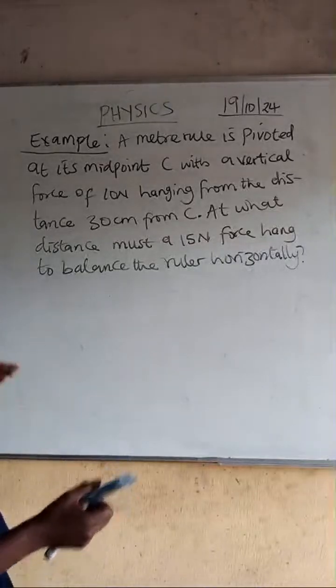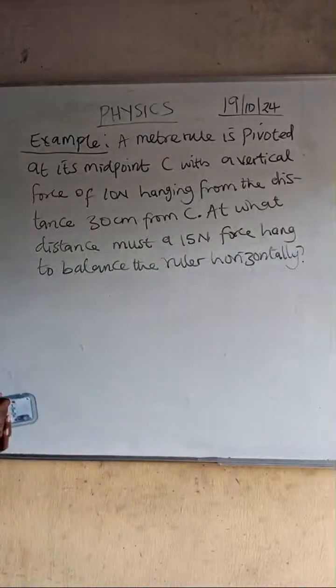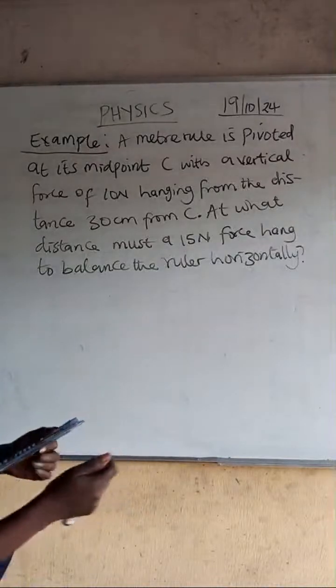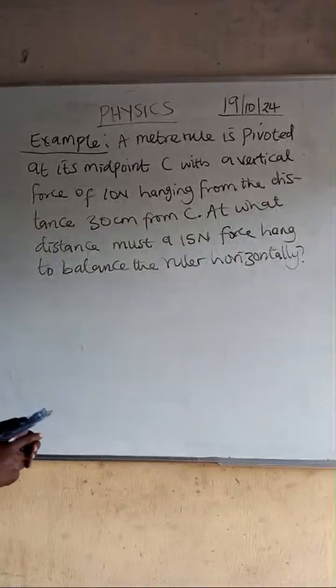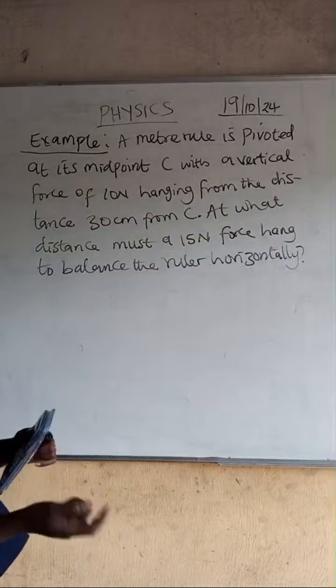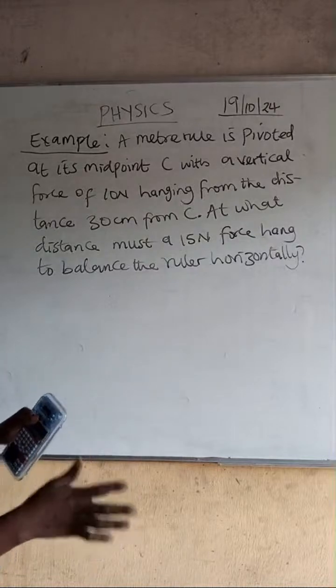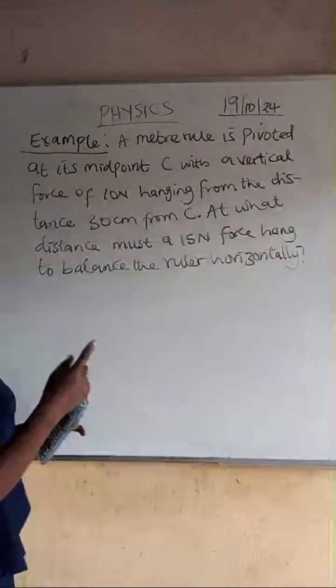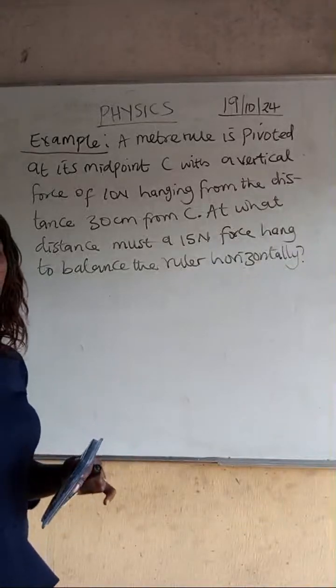Triangle is pivoted at its midpoint, C, with a vertical force of 10 Newton hanging from a distance of 30 centimeters from C. At what distance must a 15 Newton force hang to balance the ruler horizontally?